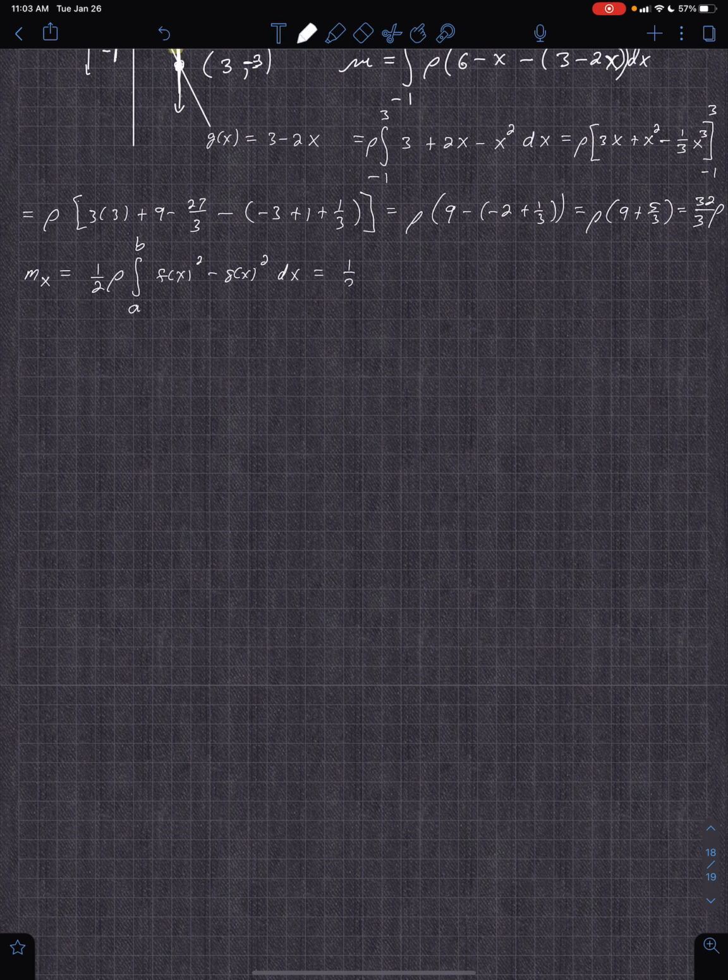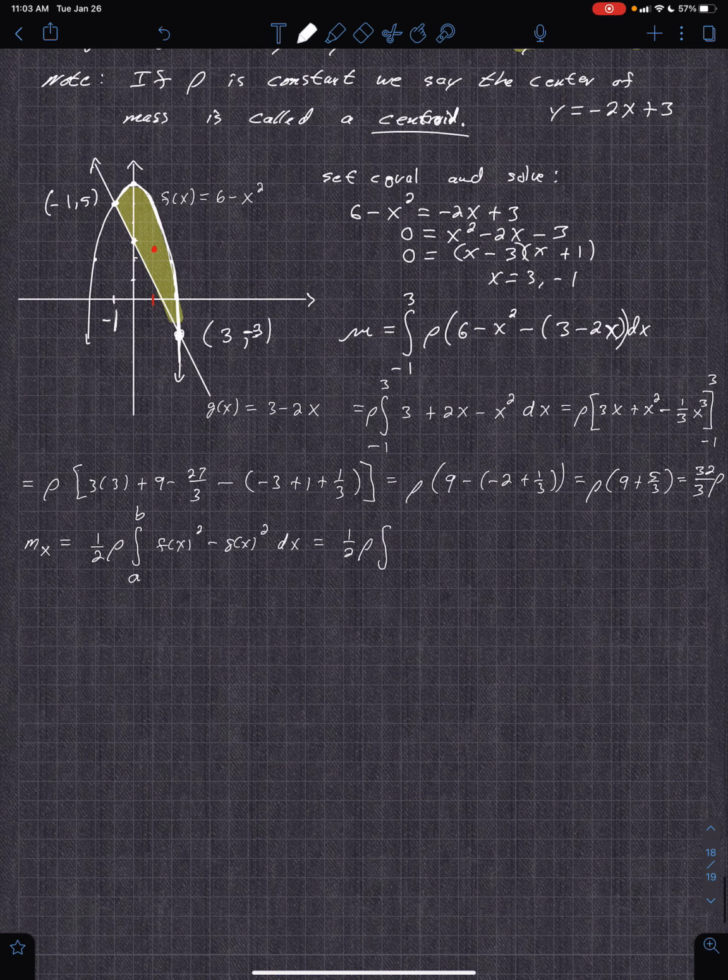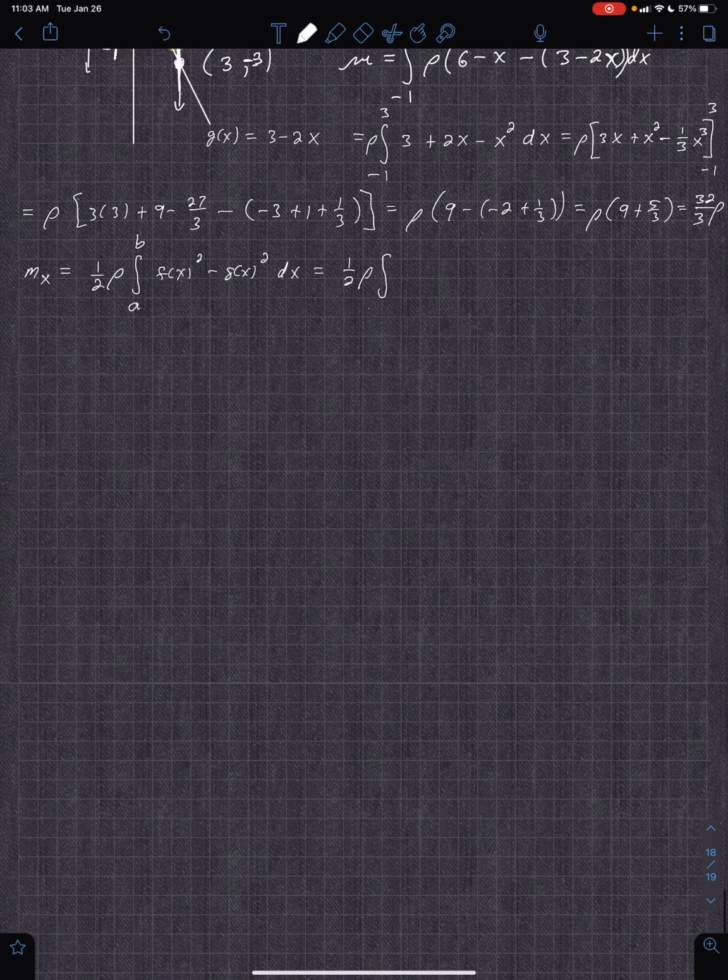Okay, so it's 1/2 rho, and then we integrate. What was it from again? Negative 1 to 3. And now we can substitute in. So this is going to be 6 minus x squared, quantity squared, minus 3 minus 2x, quantity squared, dx, and then multiply all that out.